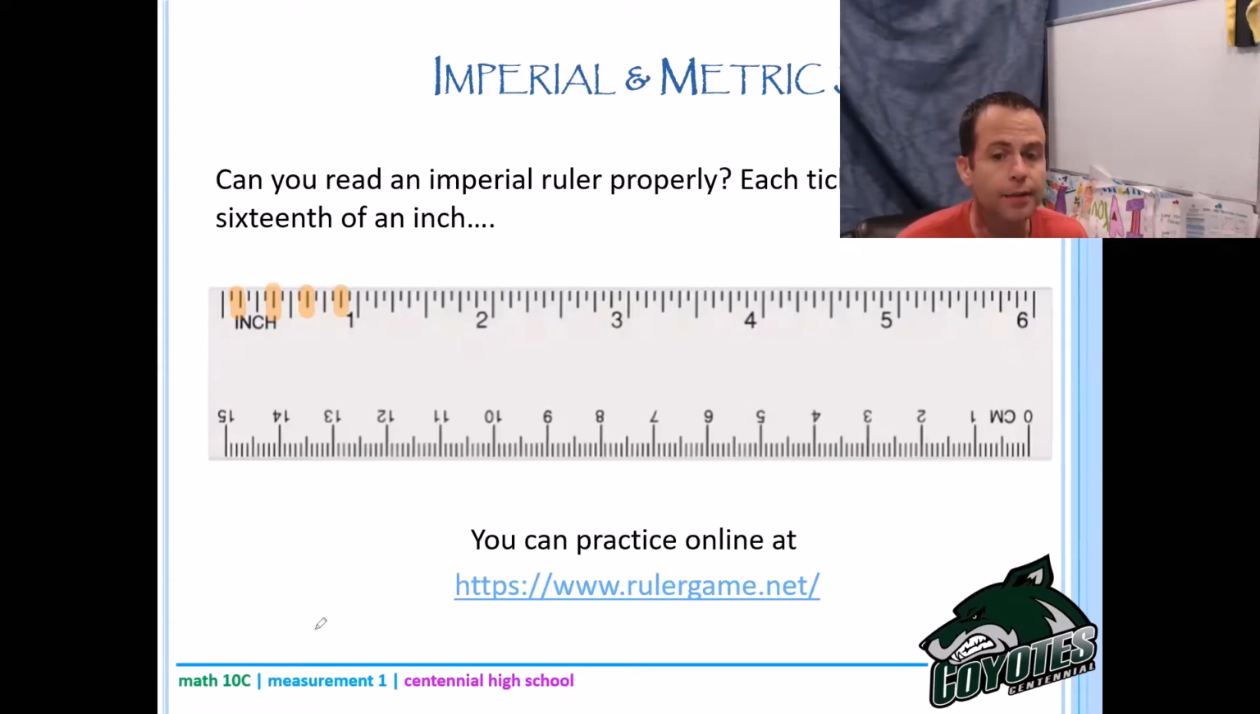Okay. And then the last ones, the little tiny ones, those would be 16ths. So that would be 1/16, 3/16, 5/16, 7/16, 9/16, 11/16, 13/16, and 15/16.